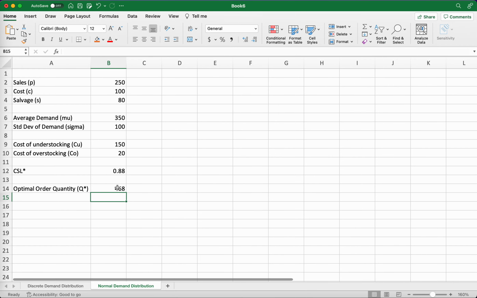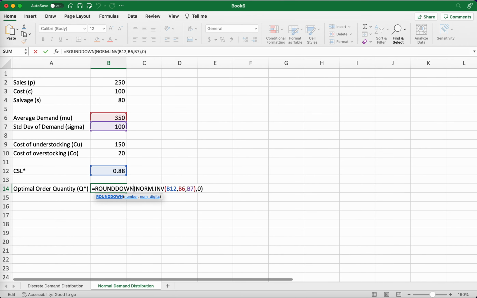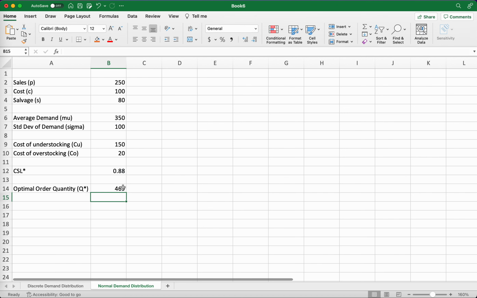So let's actually not do that. Let's not do a round down. Let's do a regular round. So 469. So 468, 469, it's all not going to matter that much, right? So that's your optimal order quantity.